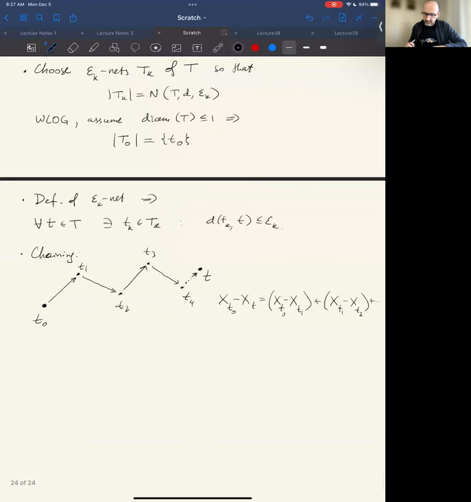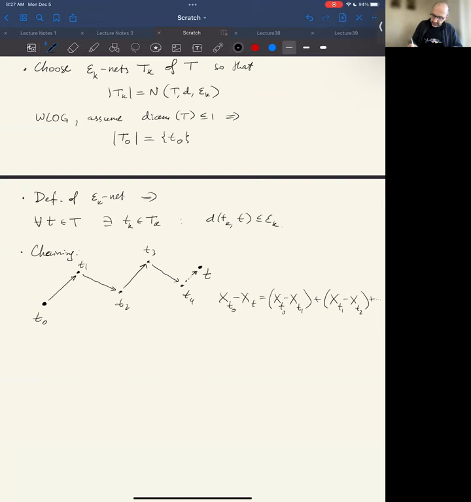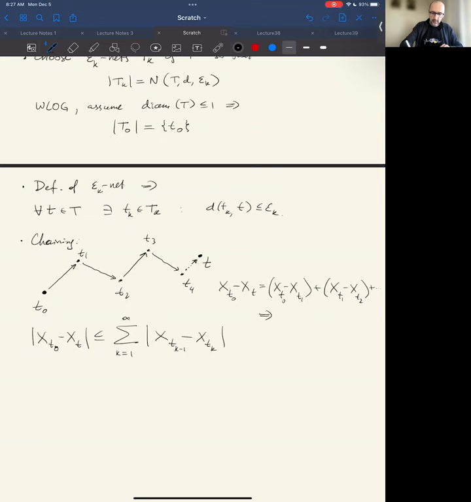Good. So then we can just use triangle inequality to bound each link in this chain. So we have a sum, bounded by a sum of XTk minus one minus XTk, just like that. And the question is, how do we bound each link in this chain?